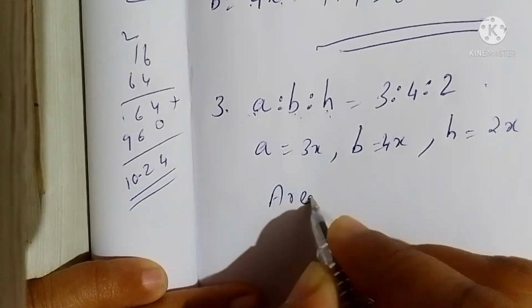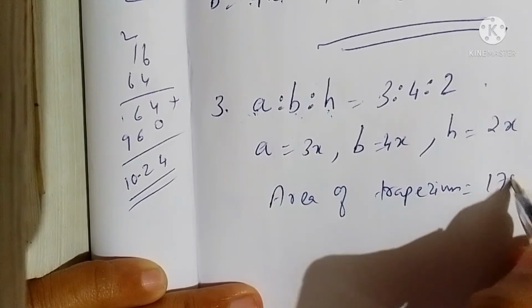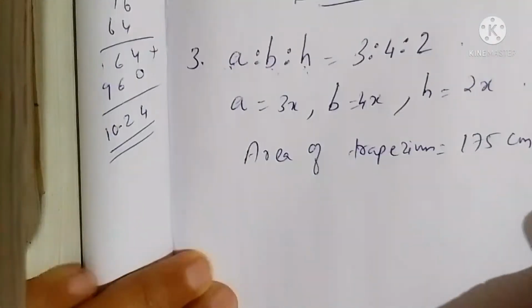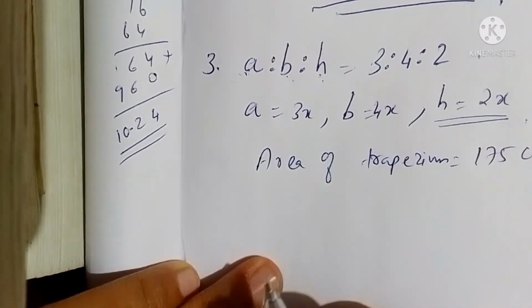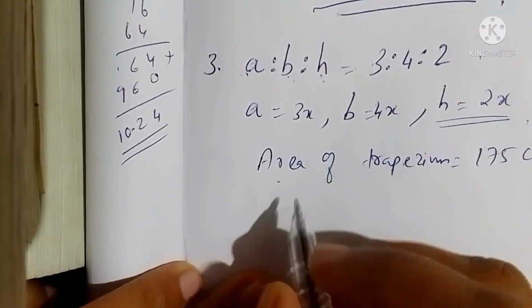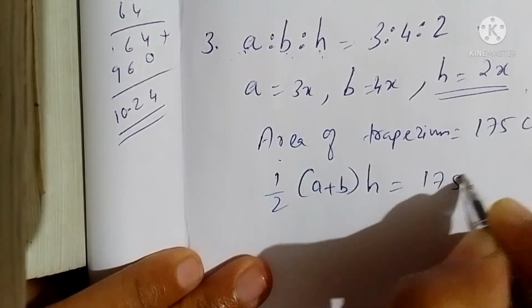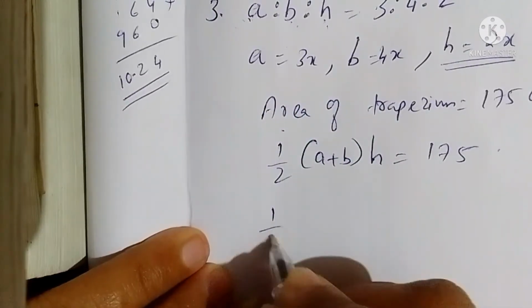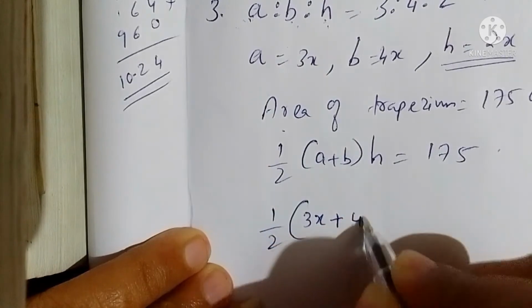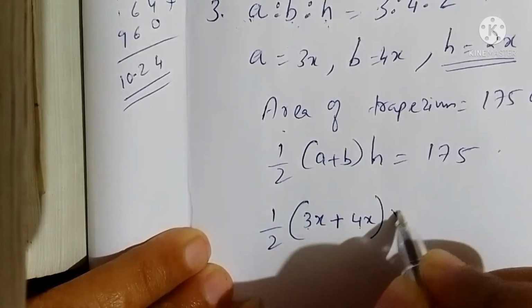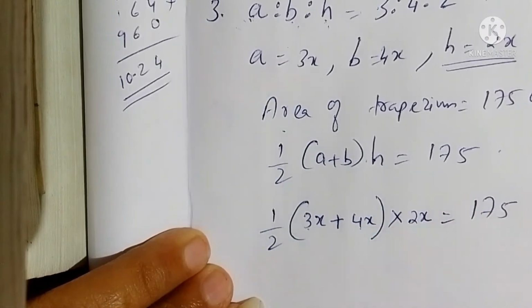Now the area of the trapezium is given, 175 centimeter square. We have to find h only. So the area of trapezium formula is half into (a plus b) into h equal to 175. Substituting for a, b and h: half into (3x plus 4x) into 2x equal to 175.